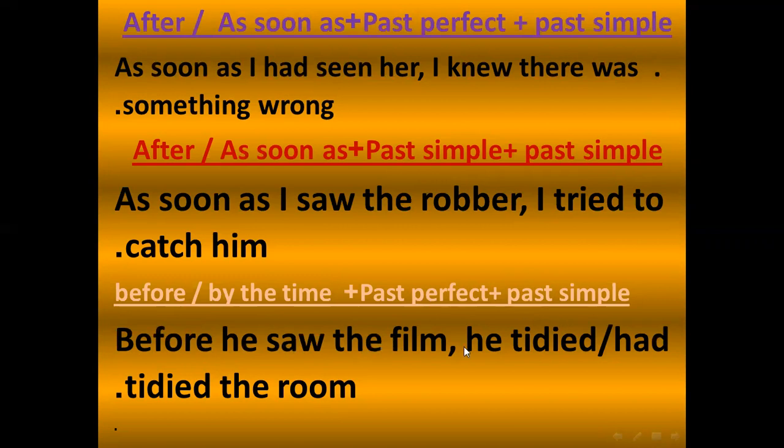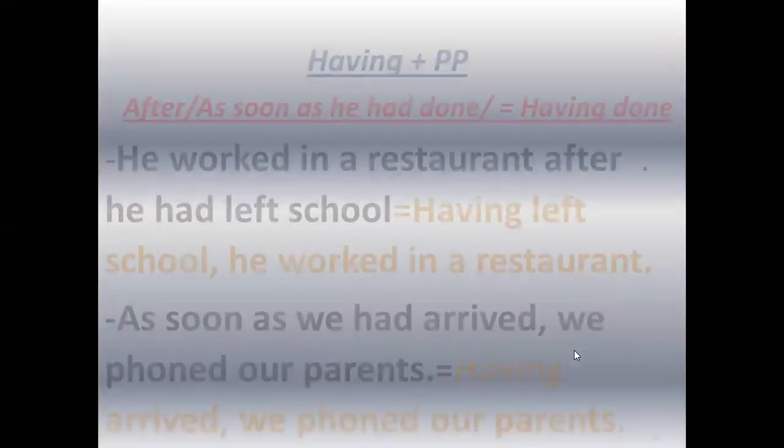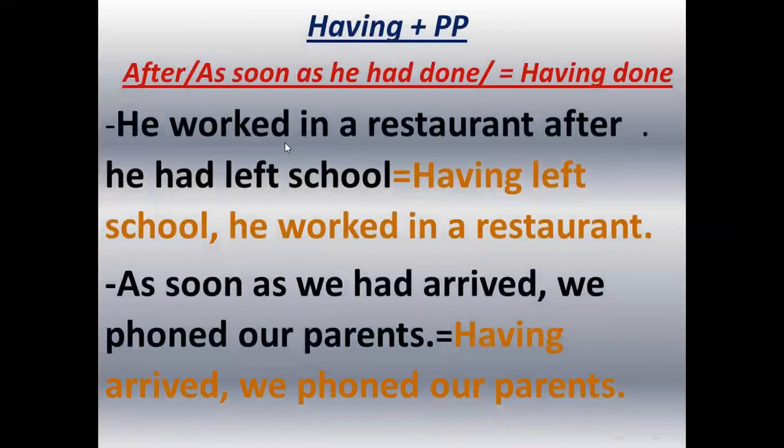Before, by the time, plus past perfect plus past simple. Before he saw the fellow, he had tidied the room. Having plus past participle. After, as soon as he had done equals having done. I think it is new for you to use this structure, but having plus past participle equals this structure. It has the same meaning.